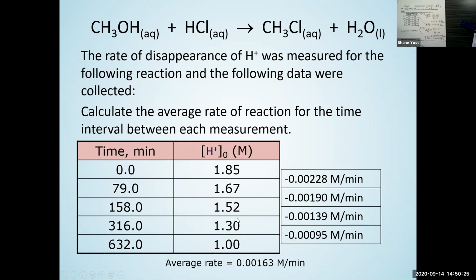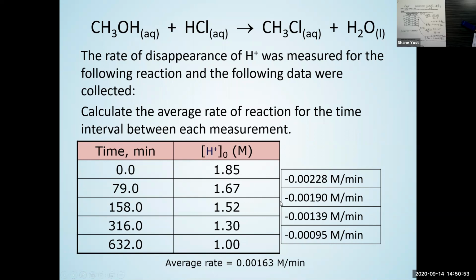But the average rate of reaction between each time interval is just the opposite sign. It's the positive value of these different rates of change. Okay. And then here I calculated the average rate. I just took the average of those four numbers to get the average rate for the entire experiment. That wasn't really asked. What was asked is just getting the values here on the right.